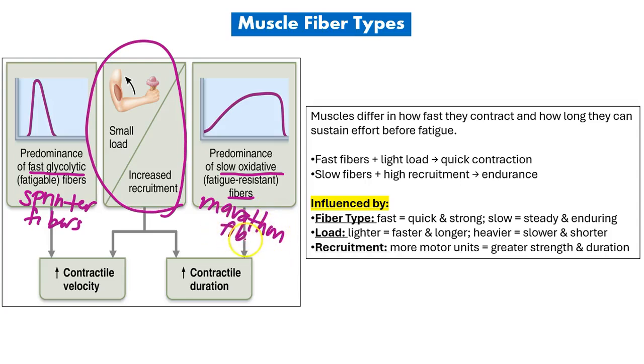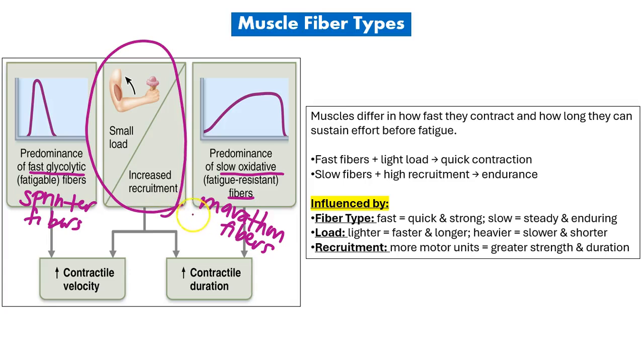Like we see with the slow oxidative fibers, okay? Depending on the fiber, that's actually going to influence how fast it contracts and also the effort, but also the load. If you have a small load, then you're going to have a faster and quicker contraction. If you have a heavier load, then you're going to have a slower and shorter contraction.